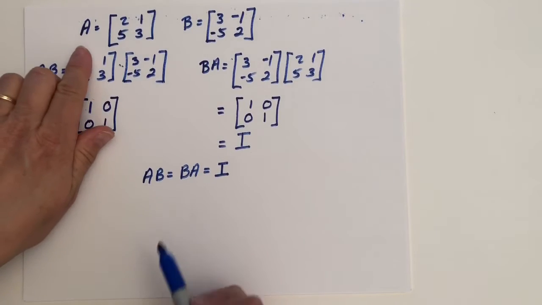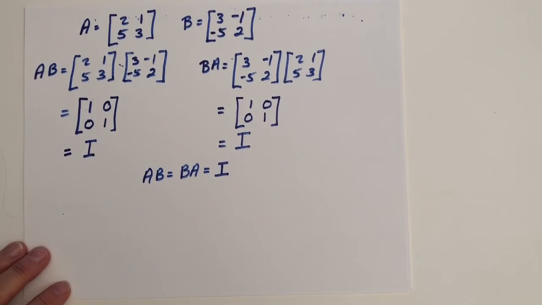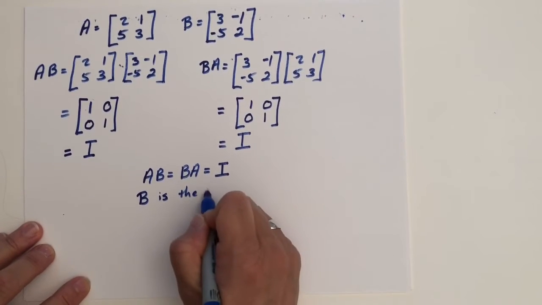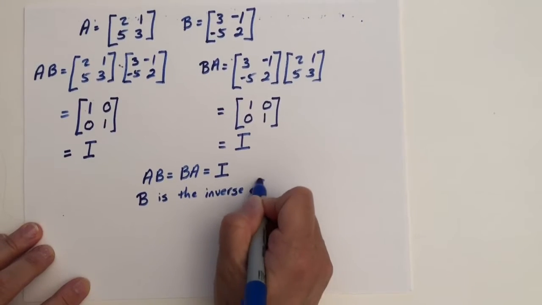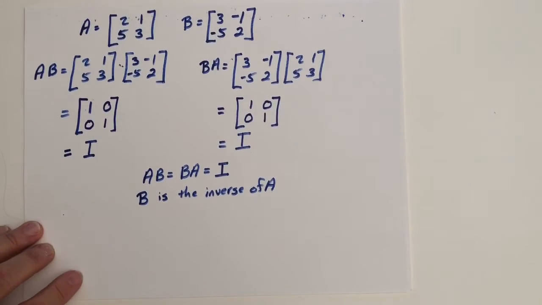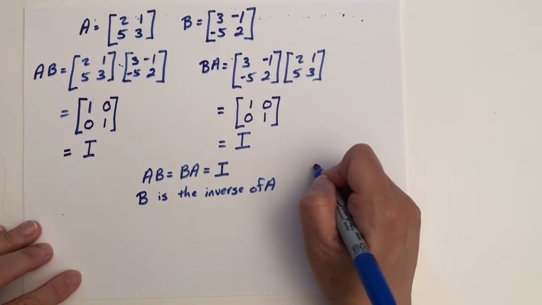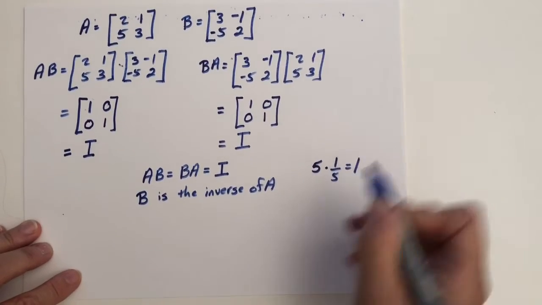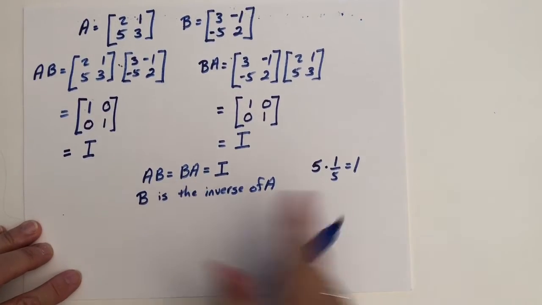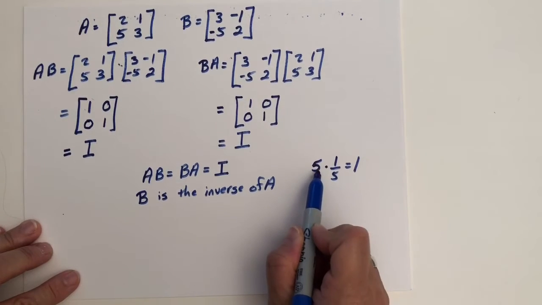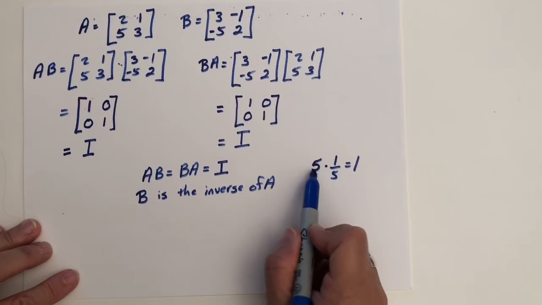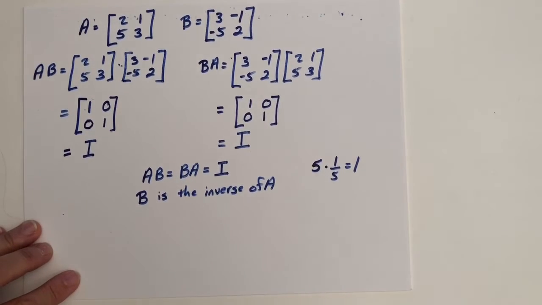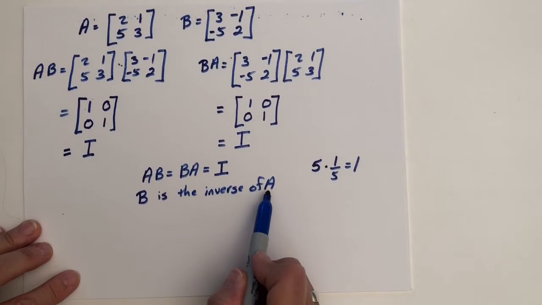That means A and B are inverses of each other. So we could say B is the inverse of A. And again, if I go back to arithmetic, I think of this, 5 times 1/5 equaling 1 as the arithmetic version of what's happening here. That's my multiplicative identity. These are called reciprocals, but they are also called multiplicative inverses because when you multiply them together, you end up with the identity. So B is the inverse of A.